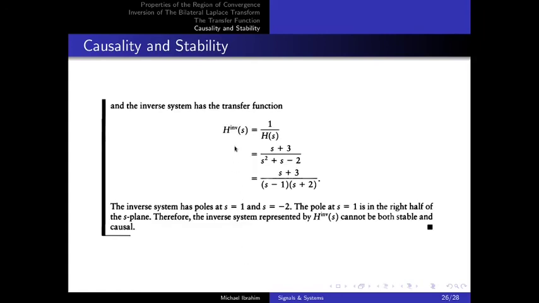The inverse system is a system whose transfer function is 1 over H(s). So H inverse will have the form 1 over H(s), so it will be (s plus 3) over (s squared plus s minus 2). Factorizing the denominator, we'll have (s minus 1) times (s plus 2), which means we have a pole located at 1 and another pole located at minus 2. So this system cannot be both causal and stable because we have a pole located at 1. Again, for a system to be both causal and stable, all poles must be located in the left half plane.